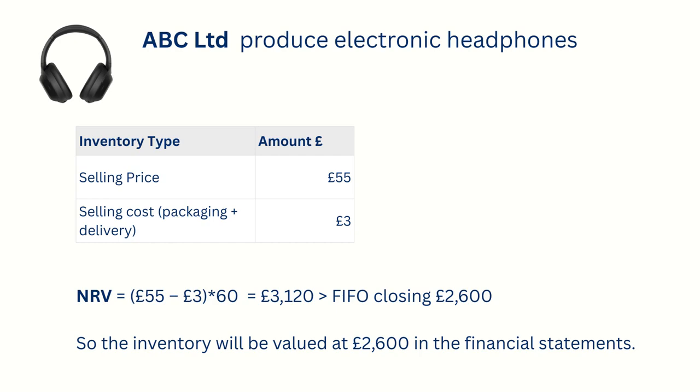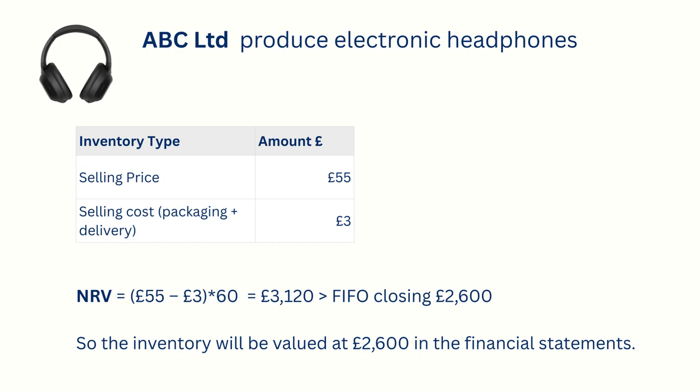Let's look at how to apply the net realizable value test, which is required by International Accounting Standard 2. ABC Limited produces electronic headphones. At the end of the period, we need to check whether the inventory is valued correctly. International Accounting Standard 2 tells us that inventory must be valued at the lower of cost and net realizable value. And this is a key rule in financial reporting.